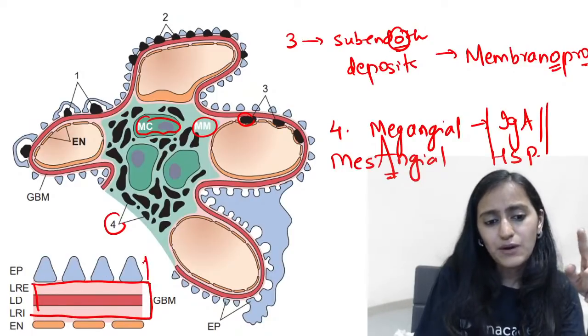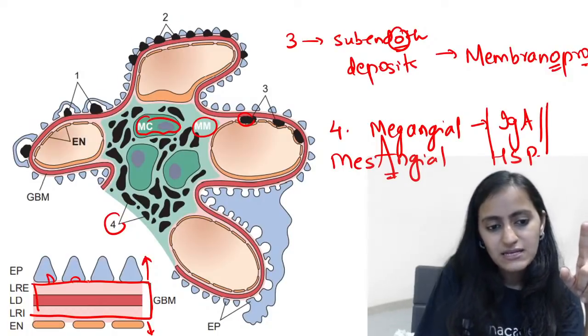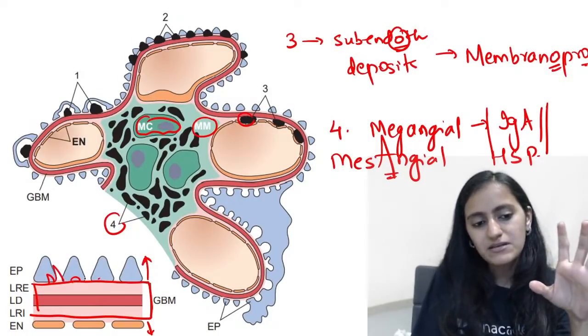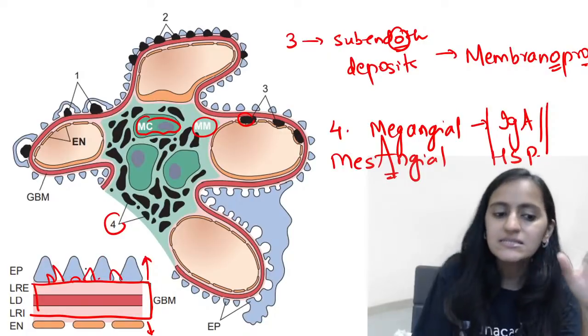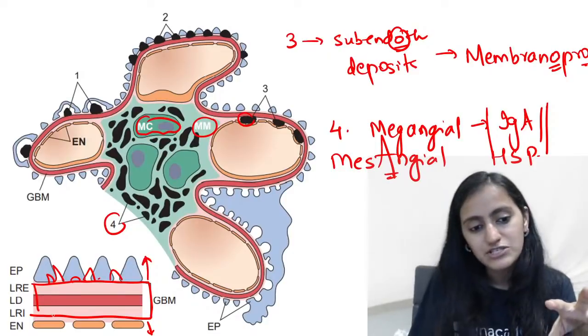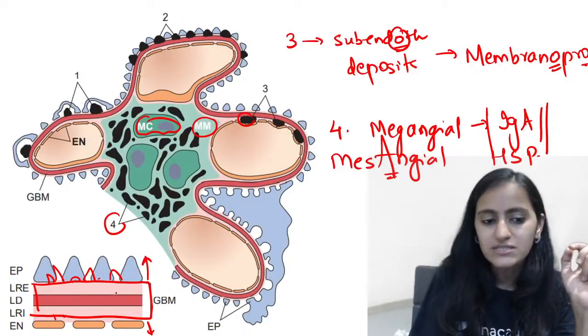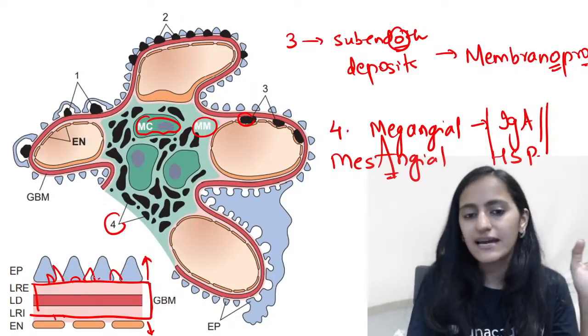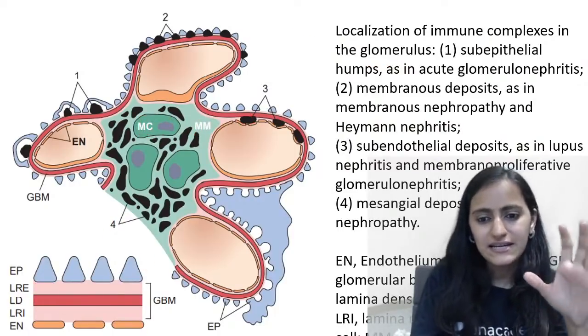Okay. So this is basically what is your basement membrane. Basement membrane. You have the epithelial side. You have the endothelial side. Subepithelial humps, PSGN, subepithelial deposits, membranous, and then you have your membranoproliferative, which gives subendothelial deposits, okay, and mesangial in IgA.